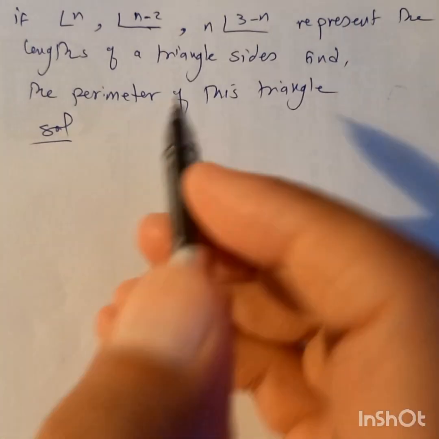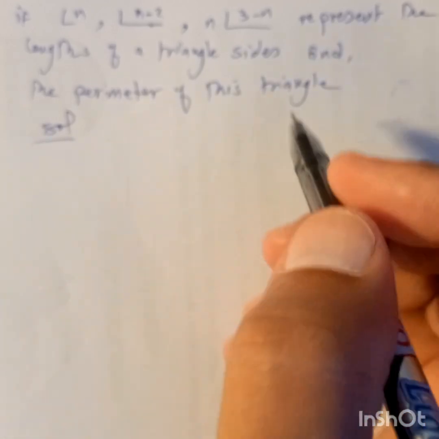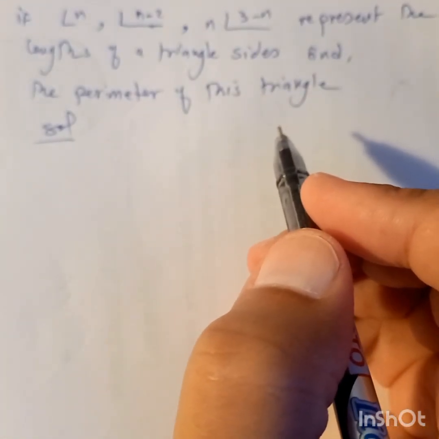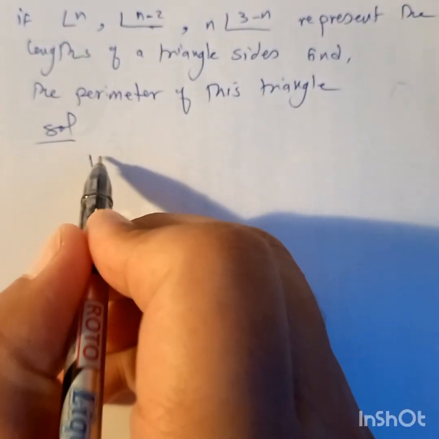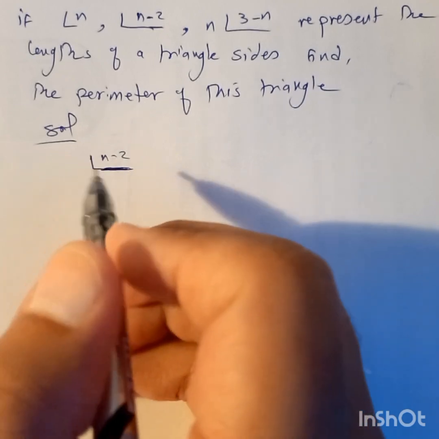Here we have this example. Factorial of n, factorial of n minus 2, and factorial of 3 minus n represent the lengths of a triangle's sides. Find the perimeter of this triangle. Here we have n minus 2. This is the length of one side of the triangle.